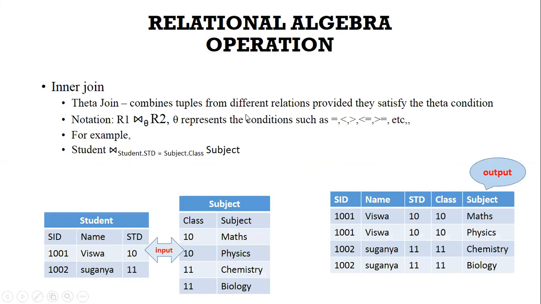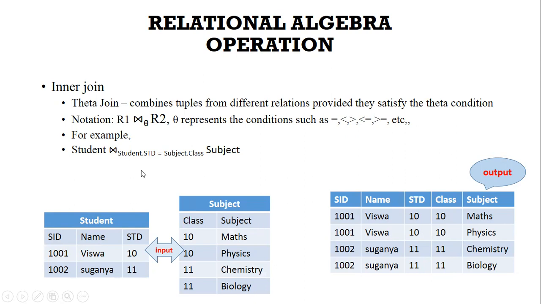It combines tuples from different relations provided they satisfy the theta condition. The notation for theta inner join is relation 1 bowtie theta relation 2. The theta represents conditions such as equal to, less than, greater than, less than or equal to, greater than or equal to, etc. For example, we have two tables here, a student table and a subject table. The student table has the attributes student ID, name, and standard, and the subject table has the attributes class and subject.